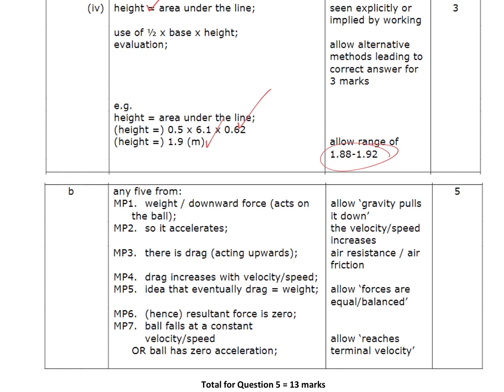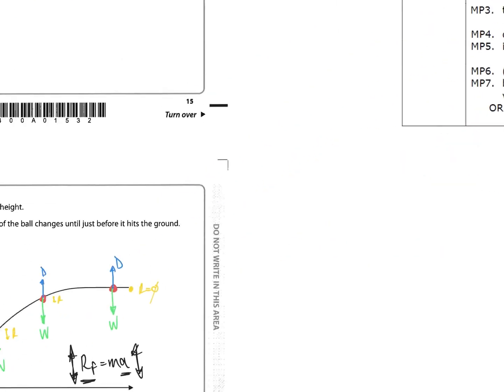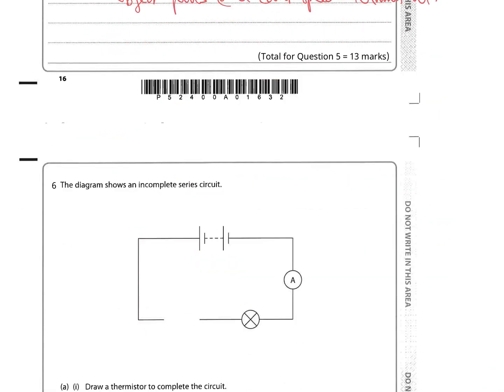And then, for the last bit, which is the explanation bit, how many of these did I manage to get? So weight's acting on the ball, so it's accelerated. Drag is acting on the ball. The drag increases with the velocity or the speed. Eventually drag will equal weight. There we go. Resultant force is 0. Has 0 acceleration, or a constant velocity, allows reaching terminal velocity. So we pretty much captured everything. We gave a bit more detail actually than was needed. Superb, right? We're making good headway. Let's get to the next one.